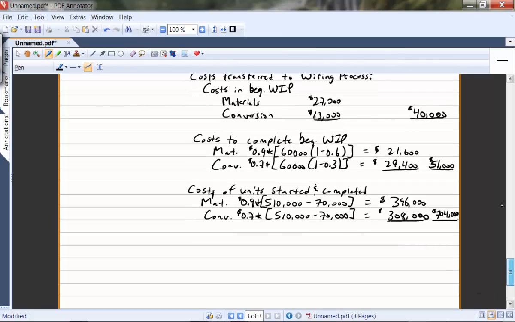I apologize, I'm over here on the right. Maybe kind of hard to see, but the total cost transferred out from work in process etching to work in process wiring would be 40,000 plus 51,000 plus 704,000, or 795,000.